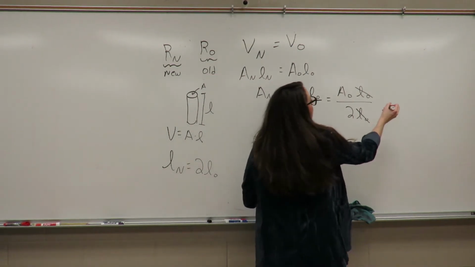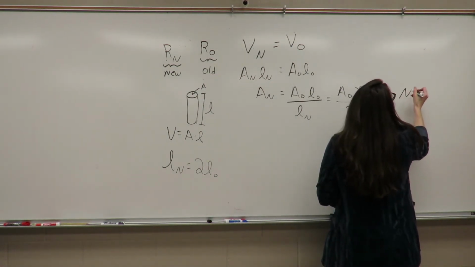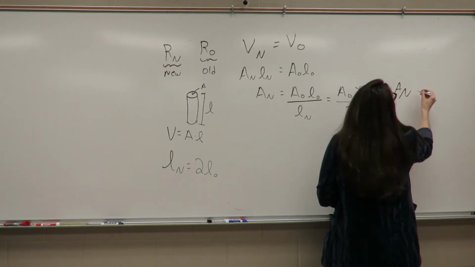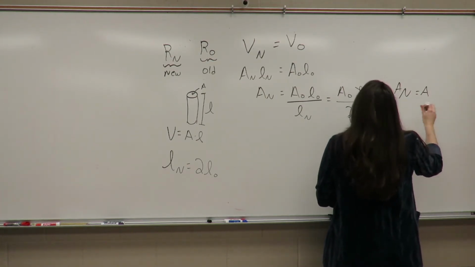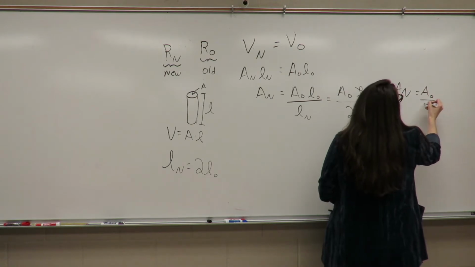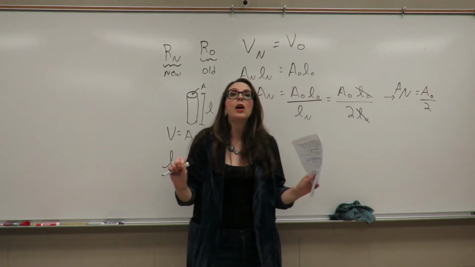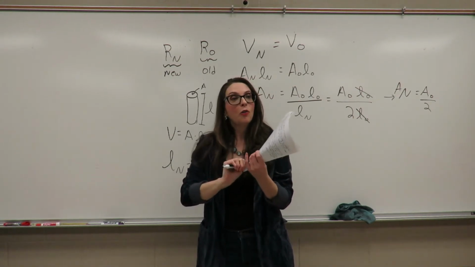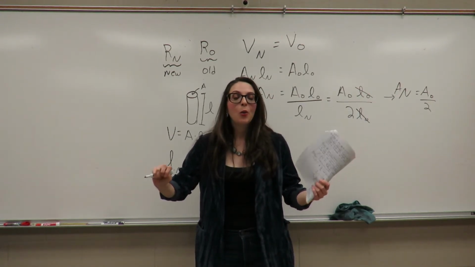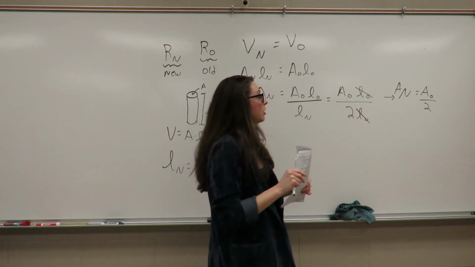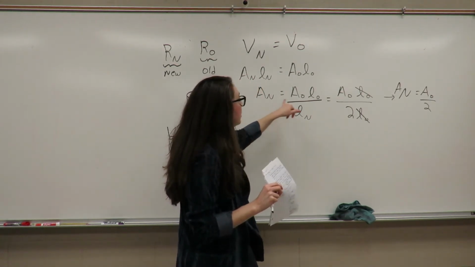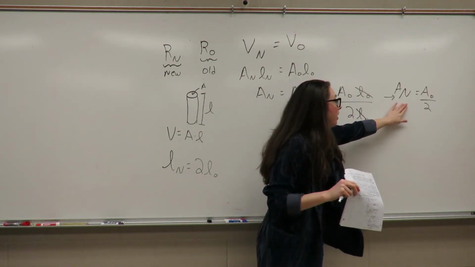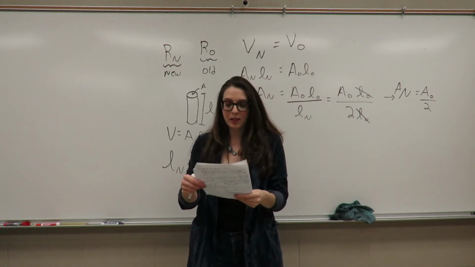And that makes sense if we think about the fact that we're changing the shape to be twice as long as the original, but keeping the same volume. If we have to stretch it out, we have to shrink the cross-sectional area. So this new cross-sectional area is smaller than our old one. So that makes sense here.